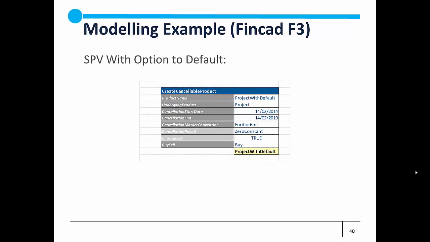And then the final component is to make it defaultable, in other words, to give the equity holder an option to cancel. So here we're creating a cancelable product, where the cancellation rights are held by the equity holder. They start when the loan is drawn, they end when the loan is repaid, and they follow the same schedule as the loan payments, so the funding payments and the bullet repayment.